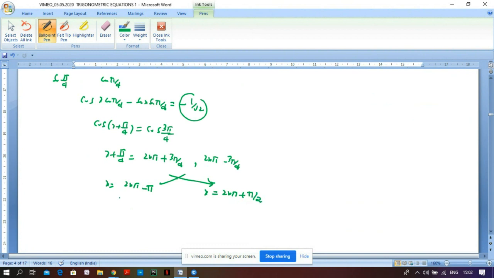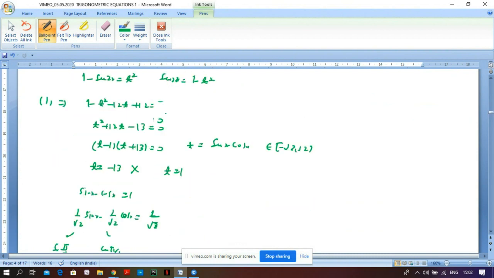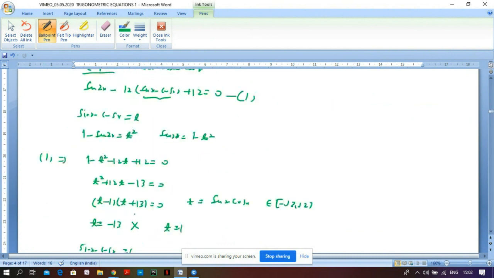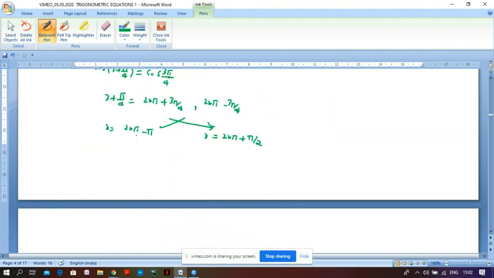Now, I just put the value. So if I want to get the solution in the interval 0 to 2 pi, if I put n equal to 1, I get pi, no other solution. If I put n equal to 0, I get pi over 2. N equal to 1 exceeds, other things exceed. So I have got just two solutions, pi by 2 and pi in this expression.